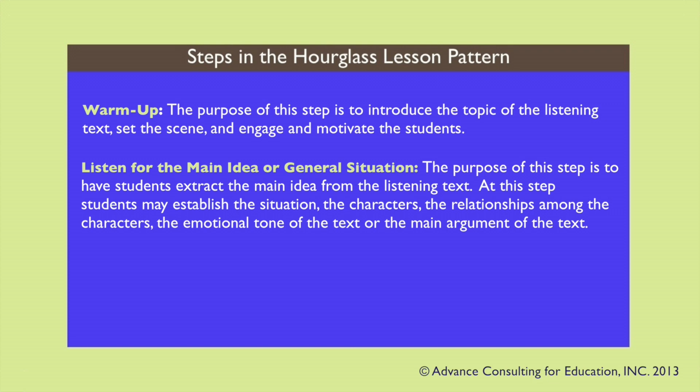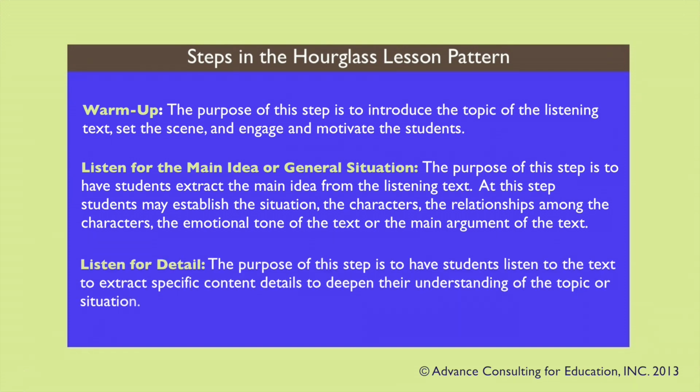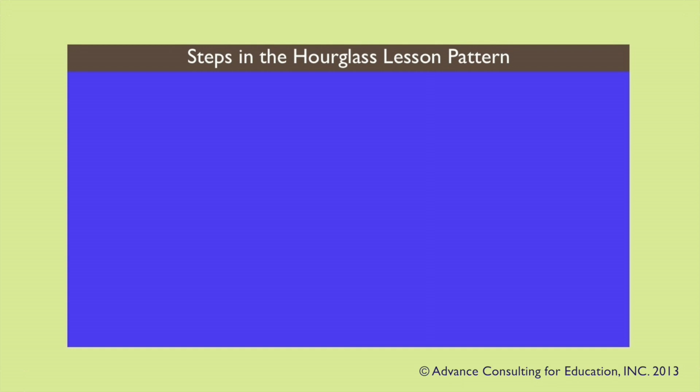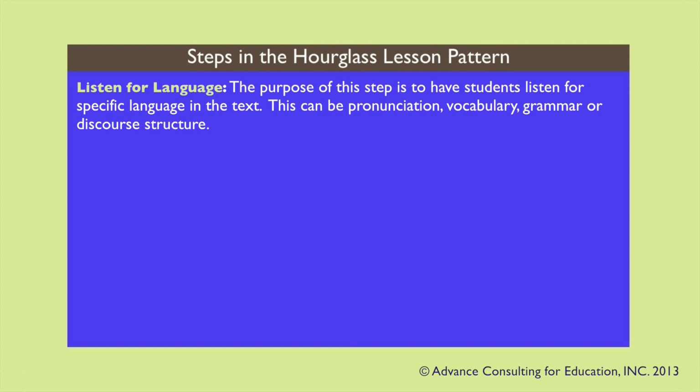The third step of this lesson pattern has students listen for detail. So they're trying to extract specific content details to deepen their understanding of the topic or of the situation. This step, once again, focuses on meaning. The fourth step of the lesson pattern has students listen for language. So you are directing them to listen to pronunciation, listen for specific vocabulary words, listen for particular grammatical structures, or listen for the discourse structure. So this step focuses students on the form.